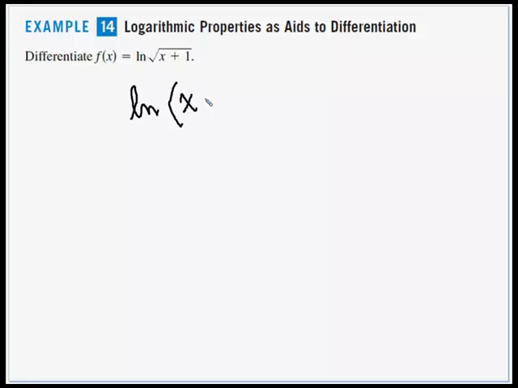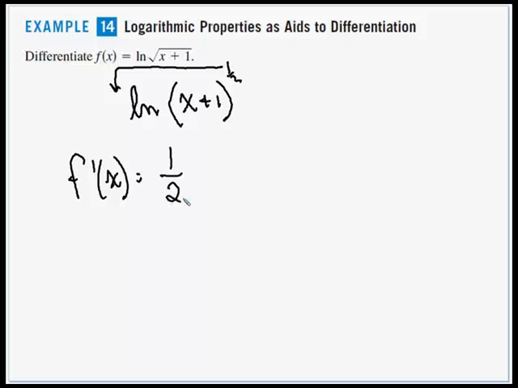This is the ln of x plus 1 quantity to the 1/2. Now in pre-calc I said over and over, this was my favorite of all the properties of logs. I hope you remember what it is. Remember, with this exponent, we can bring it down in front of the log. So we can make this 1/2 the ln of now just the simple quantity, x plus 1.